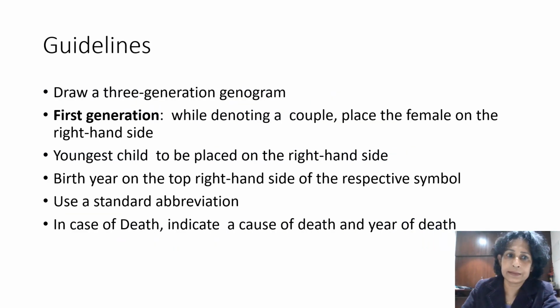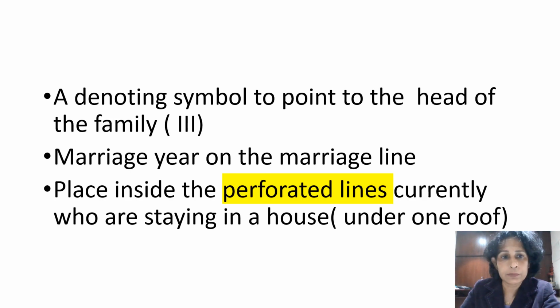Let's see some of the guidelines. Draw a minimum 3 generation genogram. In the first generation, while denoting a couple, place the female on the right hand side. The youngest child is to be placed also on the right hand side. Birth year goes on the right hand side of the respective symbol, and on the left hand side if you're denoting a death in the family. Use the standard abbreviations only. In case of death, indicate the cause of death and year of death. That is important to write so that everybody will know the cause of mortality.